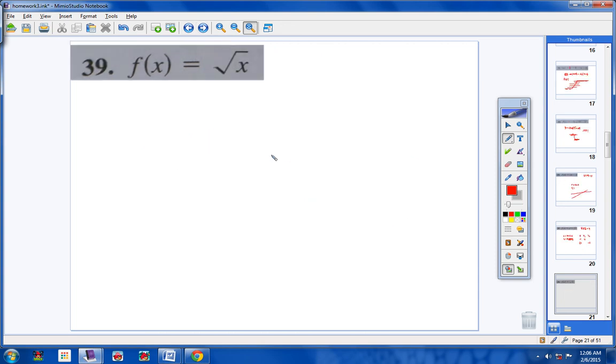Alright, number 39. Okay, here we go. So here's y equals the square root of x. Where the y is, I'll put an x. Where the x is, I'll put a y. Now you have a square root you want to get rid of, so square both sides. Square the x. Square this side and you get y. So there's your function. y equals x squared.